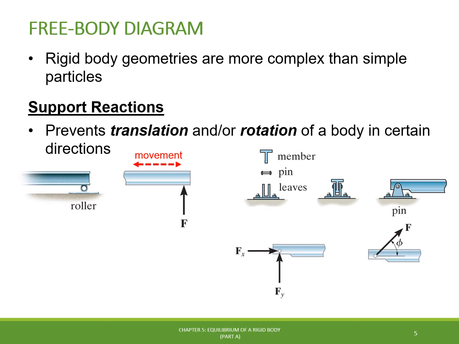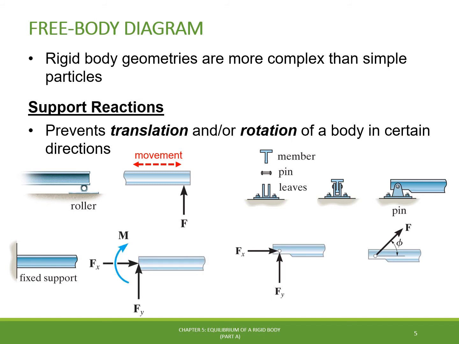The most restrictive way to support the beam would be using a fixed support, as shown here. This support will prevent both translation and rotation of the beam in all directions, and as a consequence, one reactive couple moment and two reactive forces in the x and y direction will take place in the support.